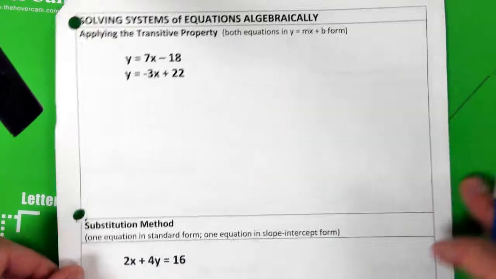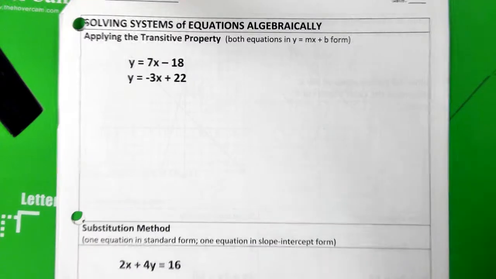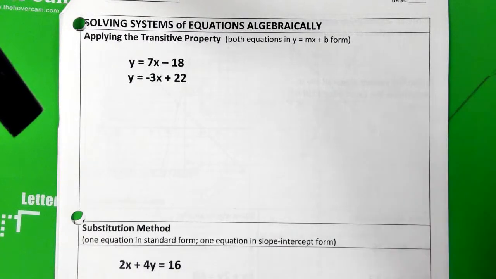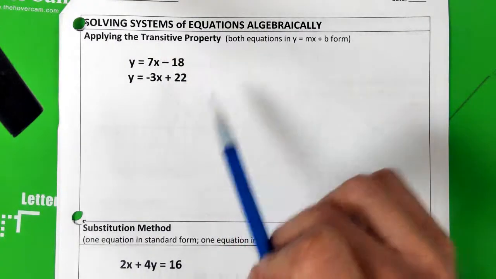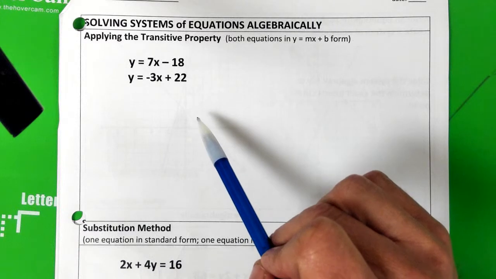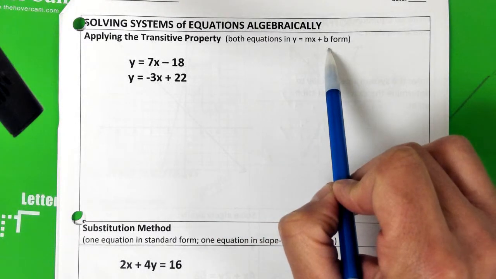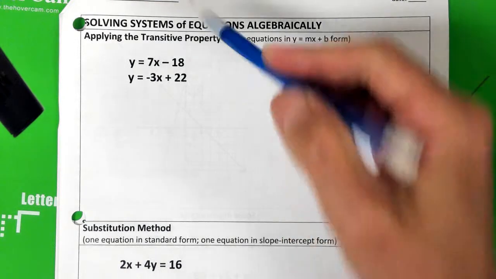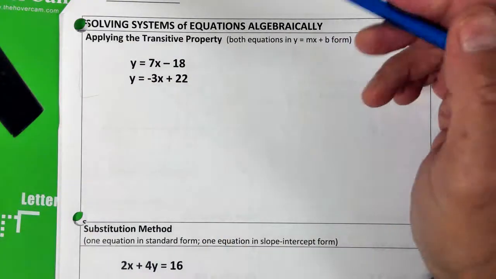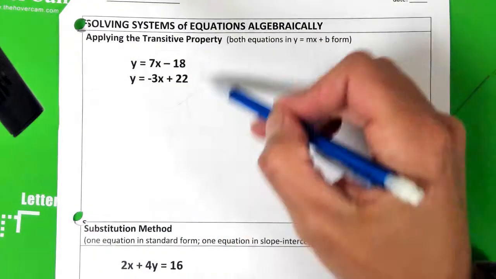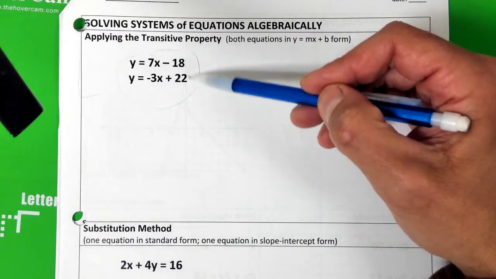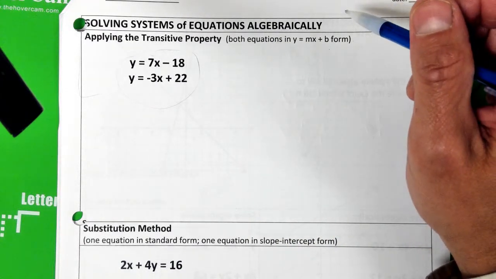All right, moving along, we then learned how to solve systems using algebraic methods. We learned something called the transitive property. And we applied that to the systems where both equations were in y equals mx plus b form. So take a moment now, pause the video once again, and see if you can apply that to solve this system of equations here.